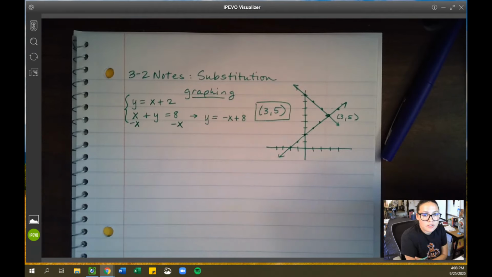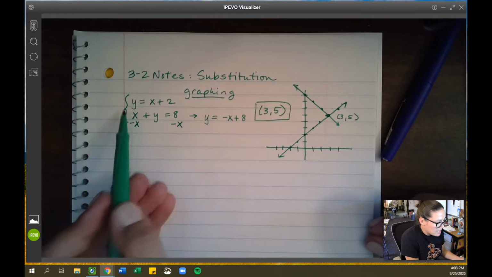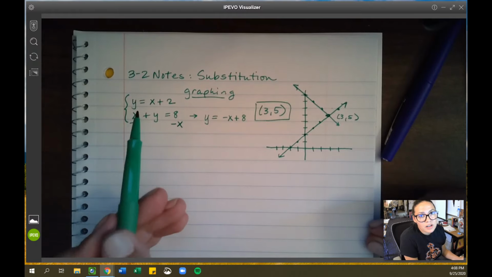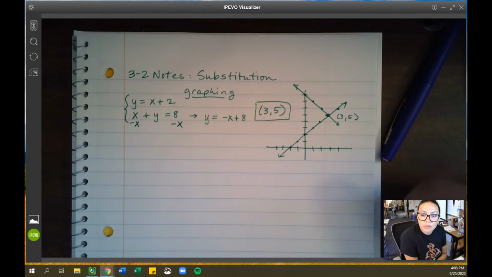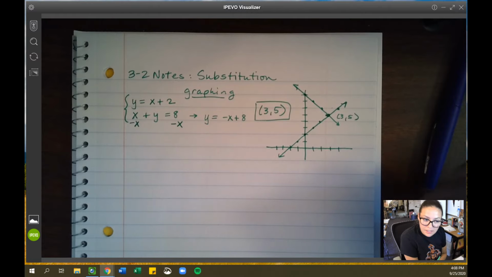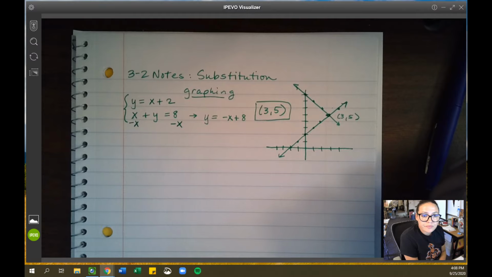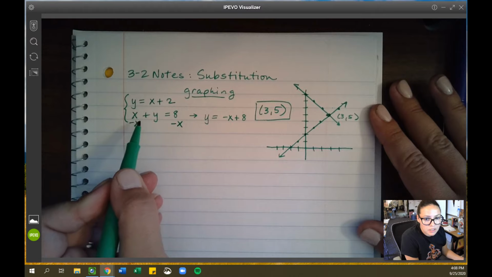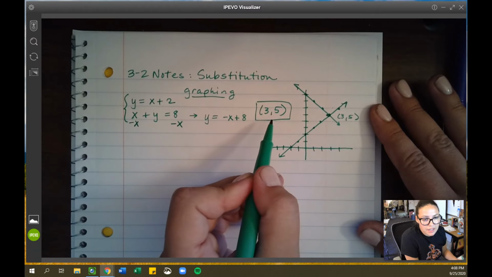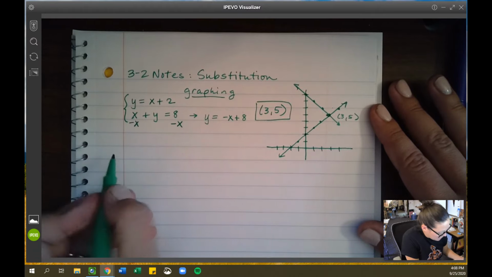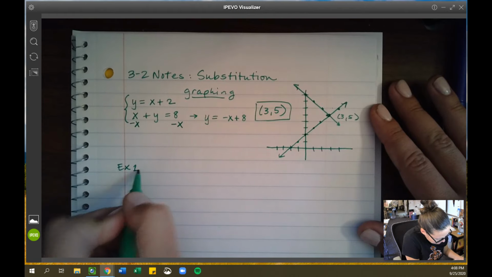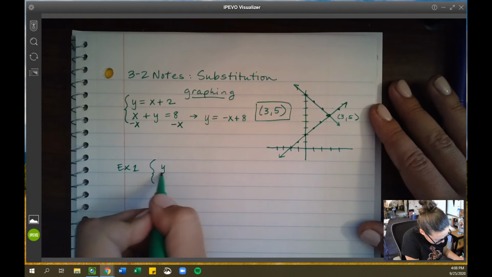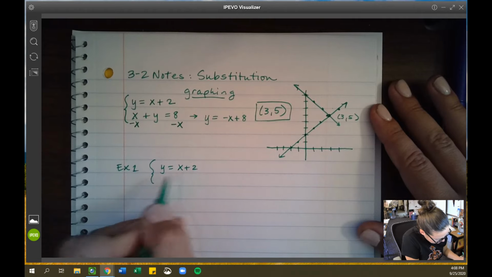What I'm going to do in this video is I'm going to show you how we can solve this system without having to make a graph, which I think will make a lot of you very happy because from what I've heard, graphing is time-consuming and you don't like making a bunch of graphs. So let's see if we can solve this exact same system, which we already know our answer should be 3, 5, by using the substitution method. So here we go. Example 1, same system.